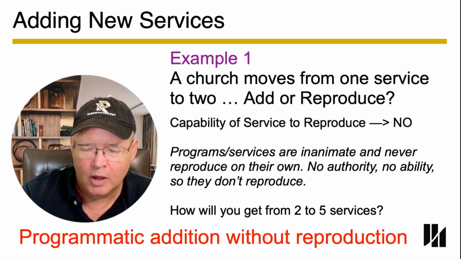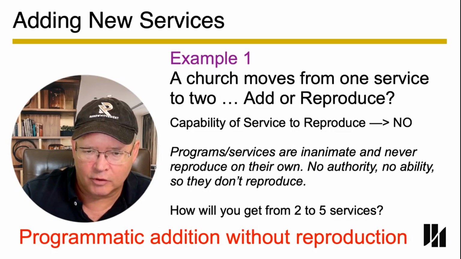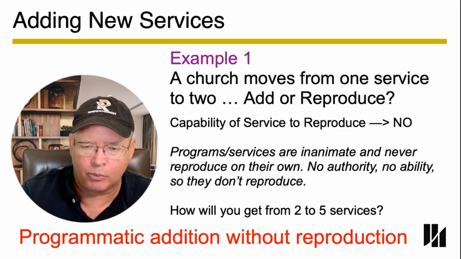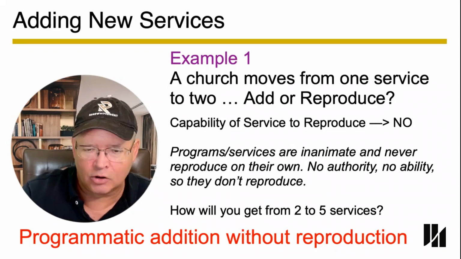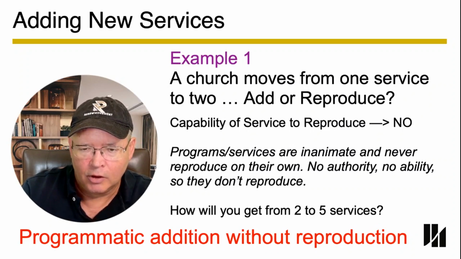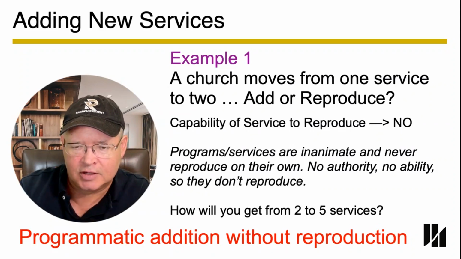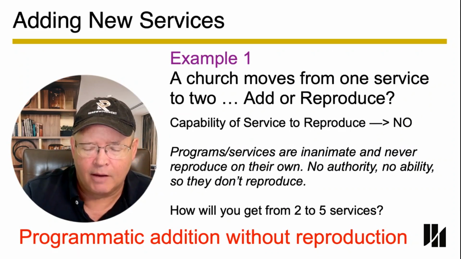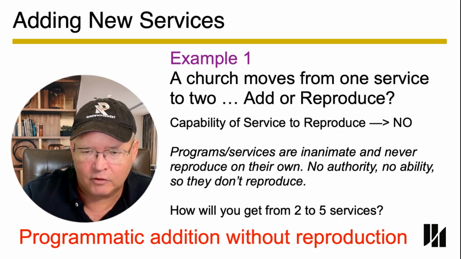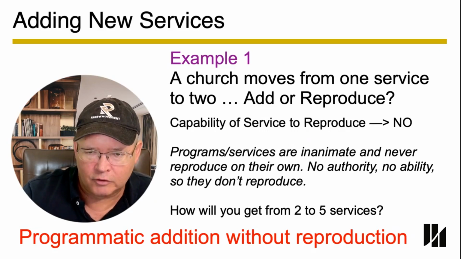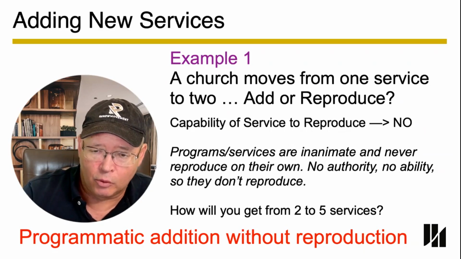In other words, you go from 1 to 2 services, and now that second service, can it completely on its own, without the approval of elders, without the approval of the lead pastor, without anybody's approval, can that second service decide to have a third service? I've never met a church where that's the case. We have to say no. A church service does not have the ability to reproduce because they don't have the authority on their own to do it.